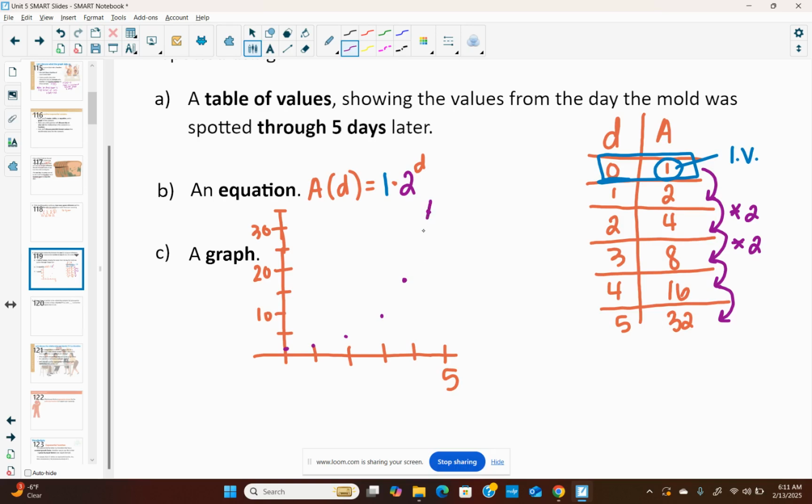And if you wanted to connect these, I suppose you could. But these are just our dots from each day. So we'll talk about the rest of that in a little bit here. So those are 5 data points.